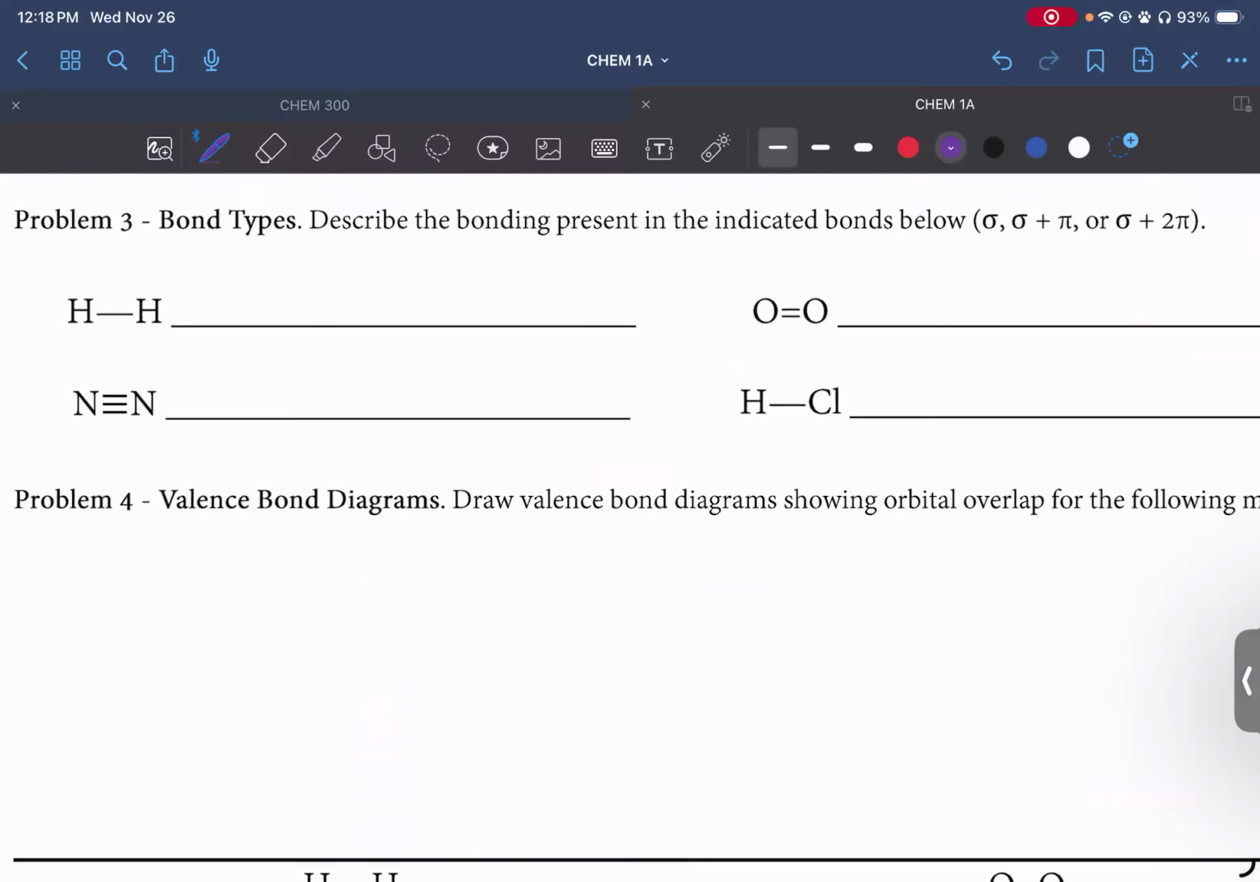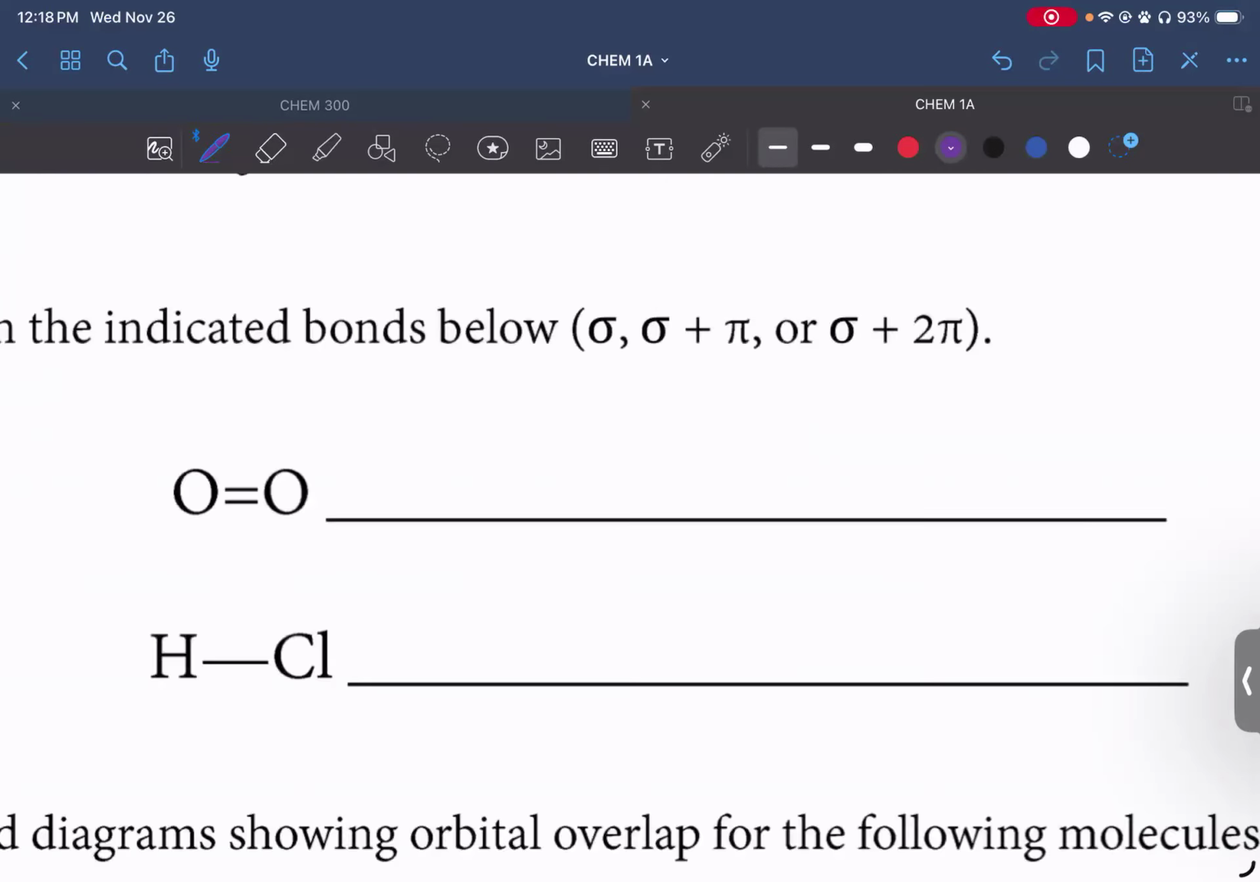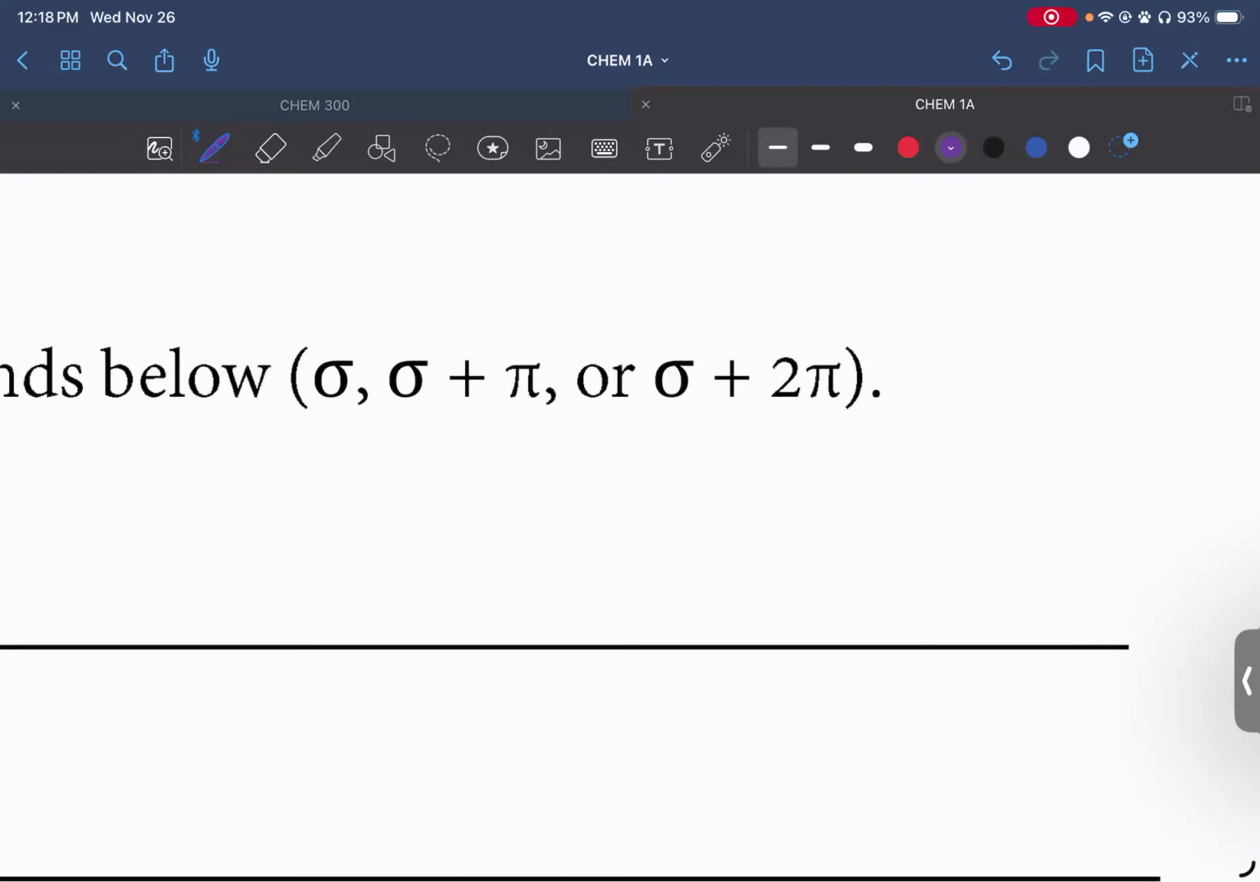I would like to do a couple questions from problem 3. Problem 3 just states bond types. Describe the bonding present in the bonds below. And of course, our options are sigma, sigma plus pi, or sigma plus 2 pi.